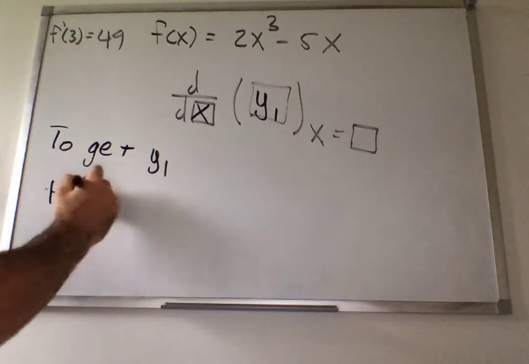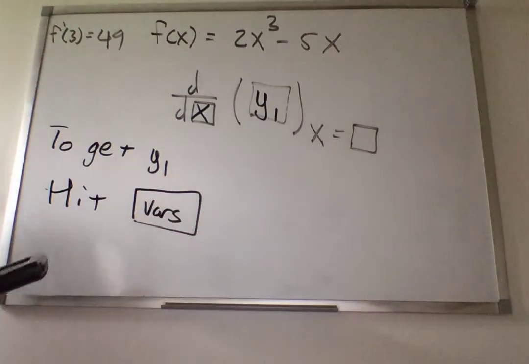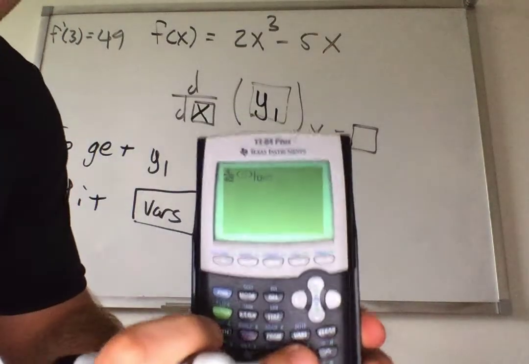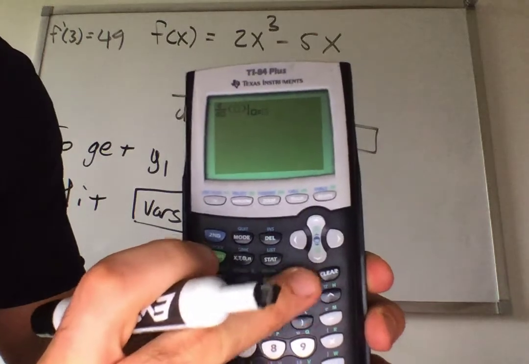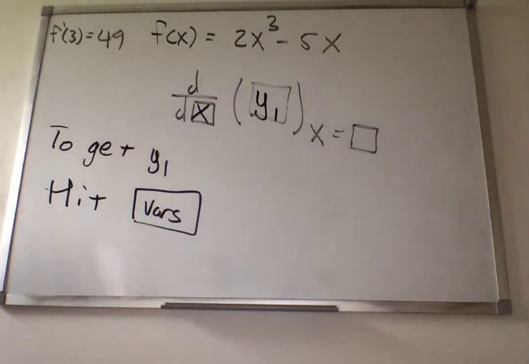hit the vars button, V-A-R-S. Look by your arrow keys. It is right there, this button right above my finger. V-A-R-S. Hit the vars button.